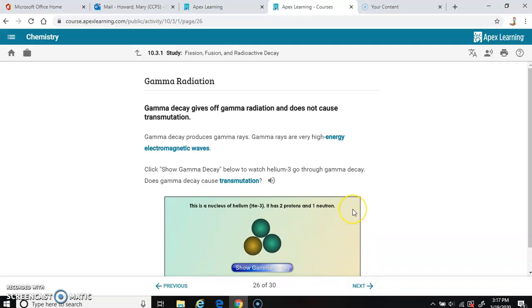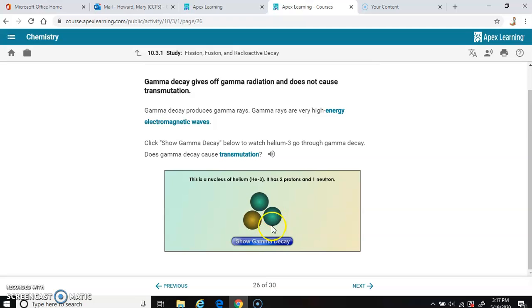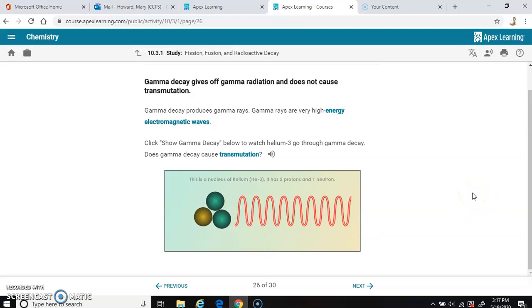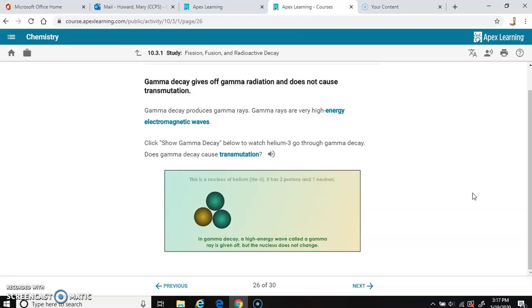Let's move on to the last few slides. The last type, remember we had alpha, we had beta, and this is gamma radiation, the other type of radiation. Gamma doesn't send off a proton, neutron, or electron. It sends off electromagnetic waves, with very high energy. So when we look at this, helium-3 is going to go through this gamma decay, and it's just sending off these waves. So the question is, does it cause transmutation?